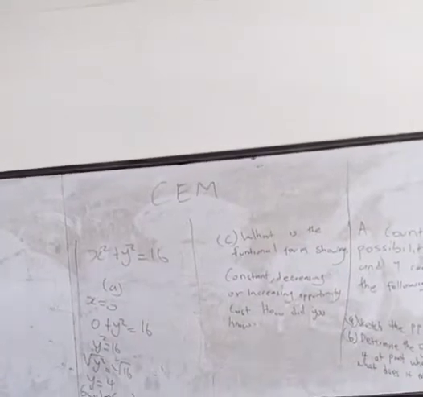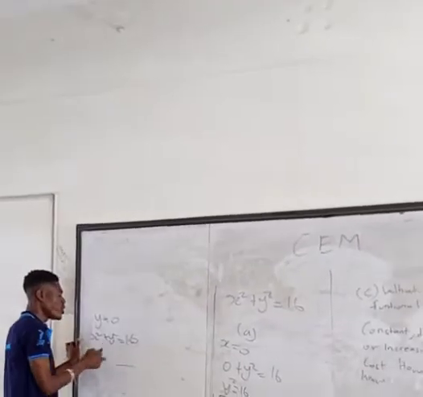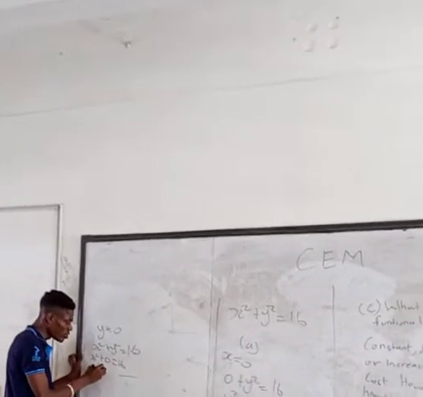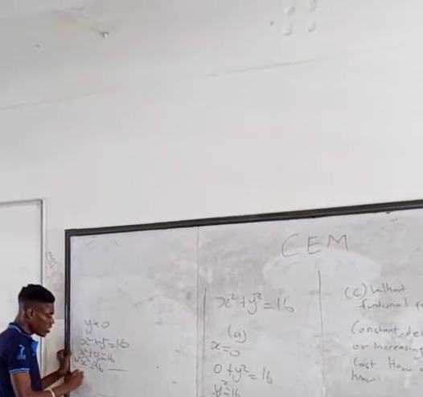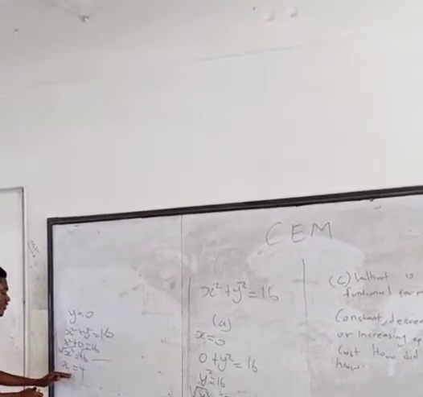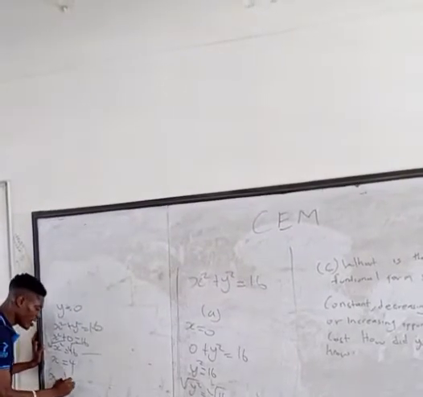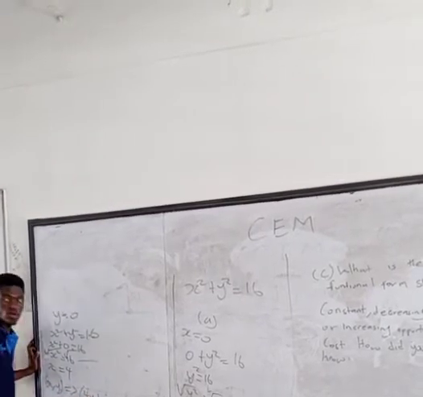Then now we come to x. You put y to 0, when you have the equation x squared plus y squared is equal to 16. Y is already 0, so x squared plus 0 is equal to 16. 0 means nothing, so x squared is equal to 16. When you square root both sides, you get x is equal to 4. So when y is equal to 0, x is equal to 4.